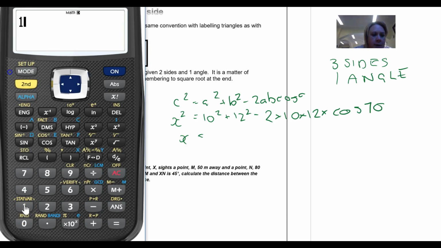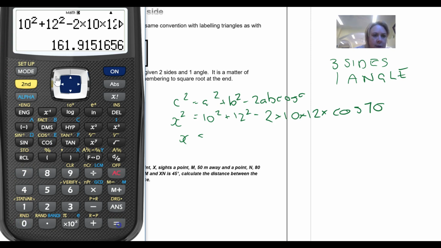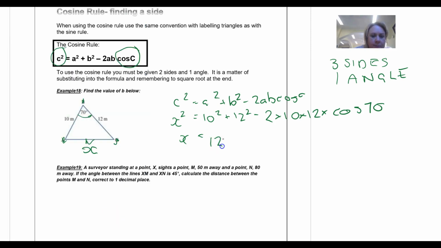I'm going to go 10 squared plus 12 squared minus 2 times 10 times 12 times cos 70. And then I'm going to square root because it's squared. So x is 12.72.